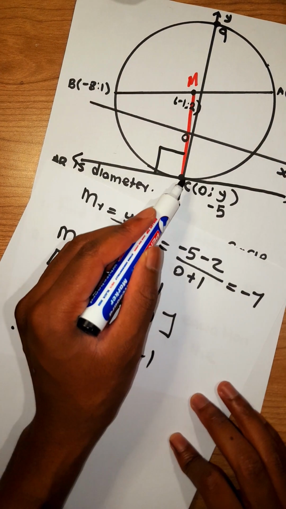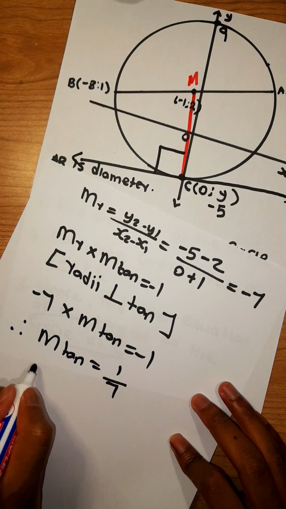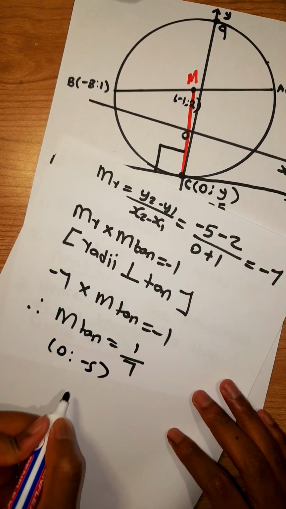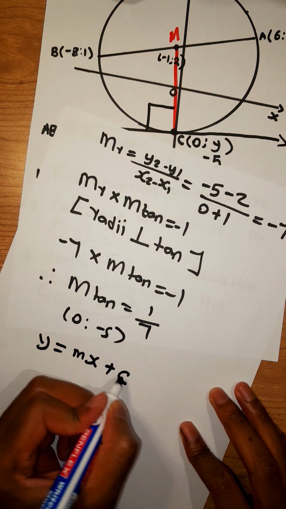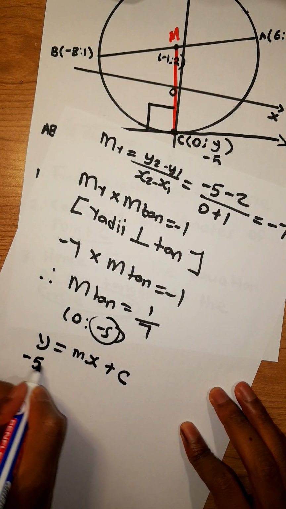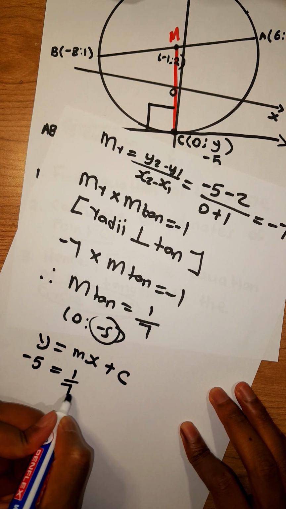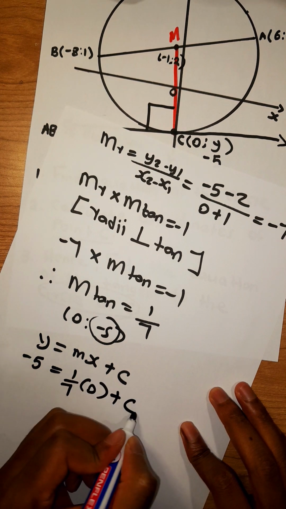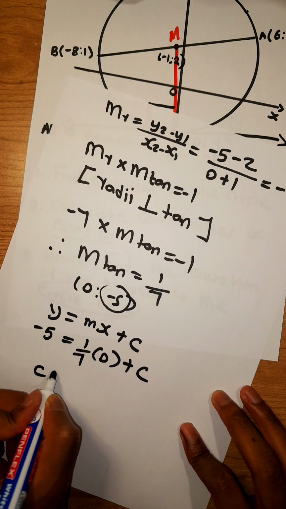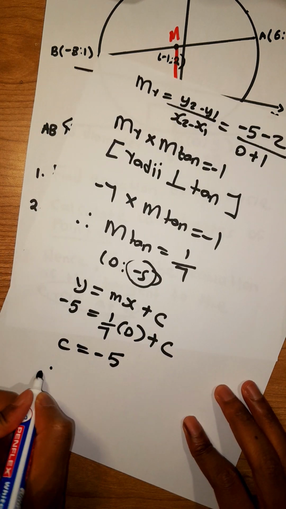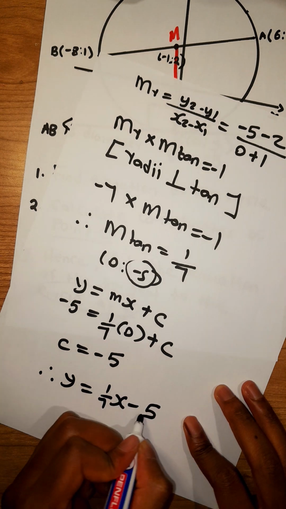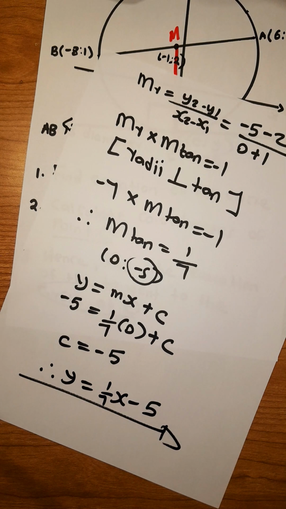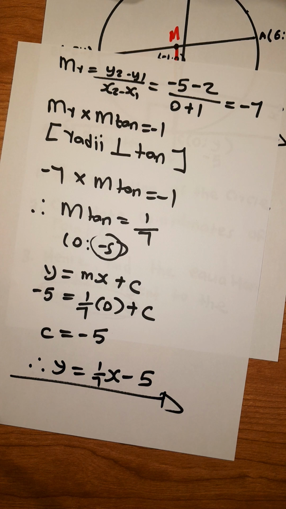But I now know a point on the tangent. It is actually (0, minus 5). So I'm going to say, well, y equals mx plus c. y is going to be minus 5, m is going to be 1 over 7, and x is going to be 0, plus c. And I found that my c equals minus 5. Therefore, the equation is going to be y equals (1 over 7)x minus 5. And this is your equation of the tangent. So this is how you actually answer these sort of questions.